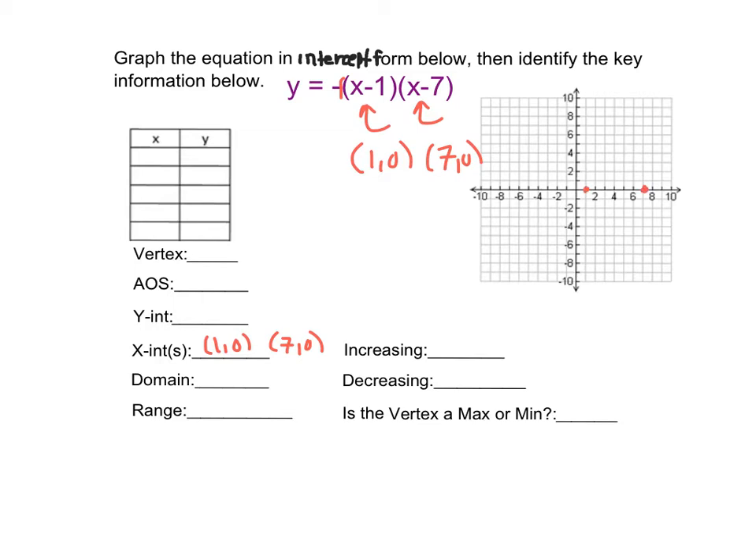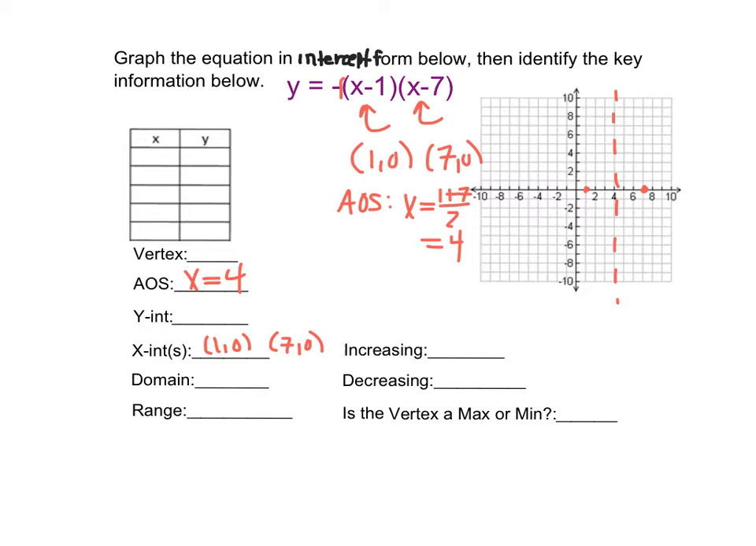Then from here, the next thing I want to find is my axis of symmetry. And remember, my axis of symmetry is right in the middle of these two values. So all we have to do to find our axis of symmetry is add those two values together and divide by 2. So 1 plus 7 is 8, divided by 2 is 4. So our axis of symmetry here is x is equal to 4. So that's where the middle of my graph is going to be, right in the middle of those two x-intercept values, because this is a symmetrical graph.